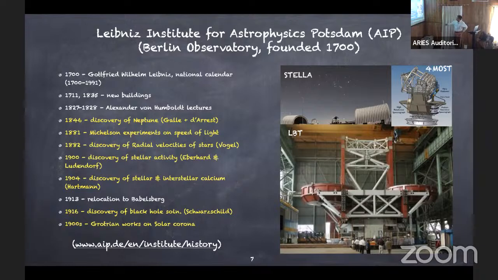And some people may care about the black hole solution. That was Schwarzschild, Karl Schwarzschild. His son, of course, had to leave Germany because of the fascists. And Einstein too left around that time. In the 1900s, Grotrian worked on the solar corona. So those of you who use Grotrian diagrams may remember that name. I stop about 100 years ago because then it's not history.